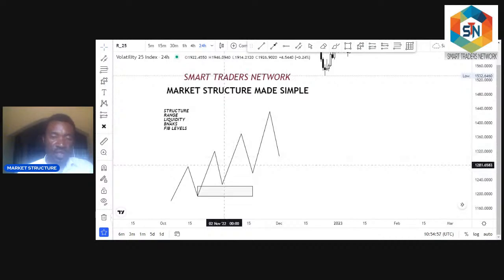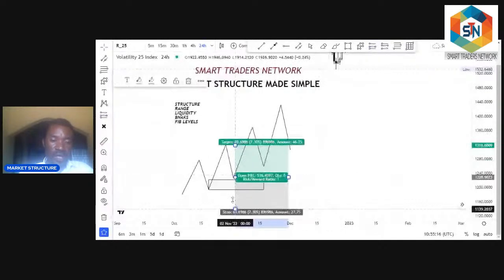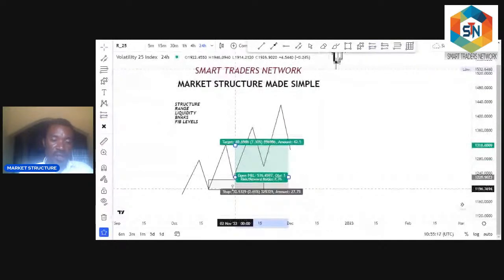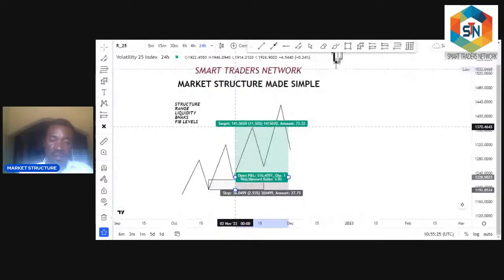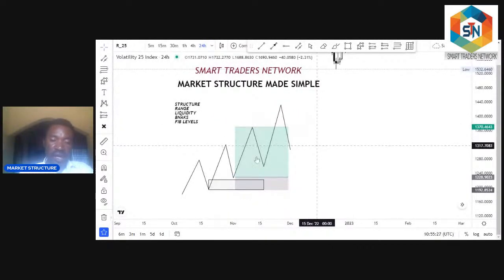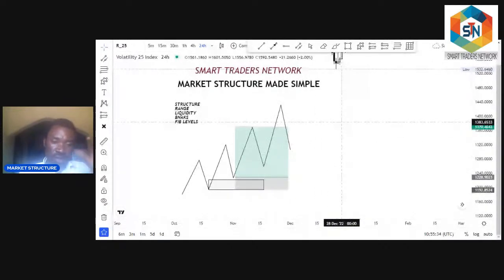So how do you spot the entry? It's advisable for us in the Smart Traders Network to get a minimal stop loss, minimal risk for a higher reward, because that's the essence of trading. That you're able to get something out of your trade: minimal risk, higher reward. We spoke about that in our risk management video, which you can find in the description page of this video.